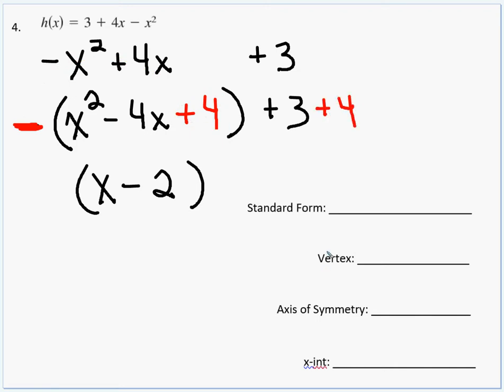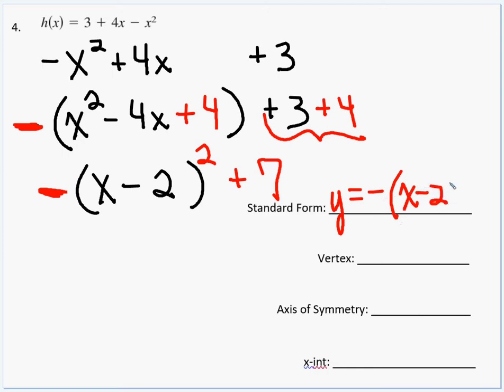I just noticed I'm missing my squared there. And we've got a negative out front. And I think that's going to be standard form. So let's write it as y equals negative quantity (x minus 2) squared, plus 7. Okay, the vertex, let's just pluck it out of there, change the sign on the 2, leave the 7 alone. So that's (2, 7), our vertex. Axis of symmetry is just x equals 2, the same x value from our vertex.